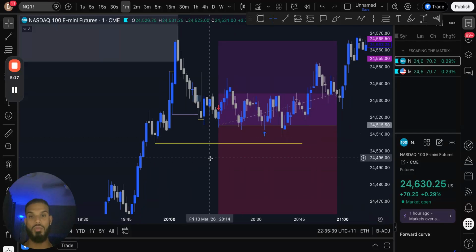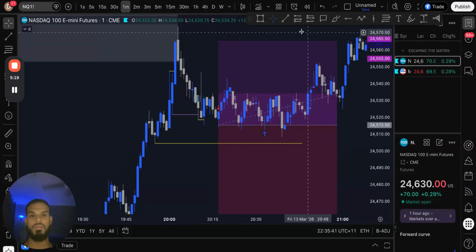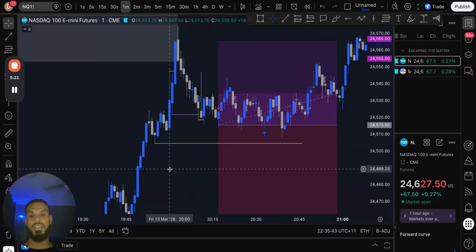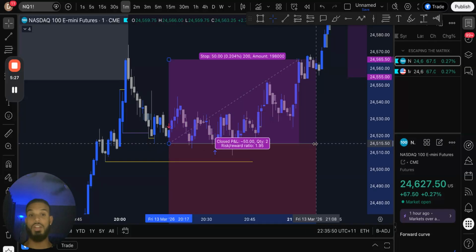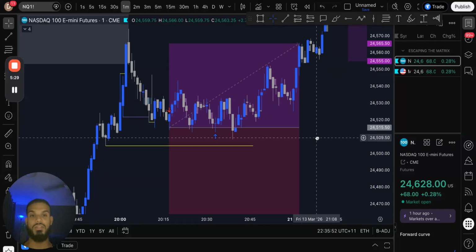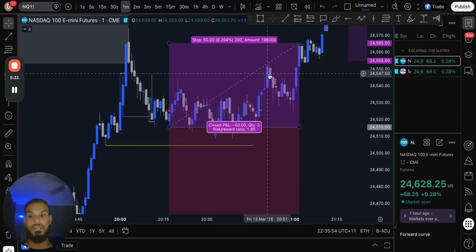So one, I broke my rules already. Two, I saw we started to chop. So I was like, okay, cool. I'm just going to get out of this trade. I'm going to wait for this low to break and follow my actual rules. And I shouldn't have been even in this trade overall. And luckily, I did close out early.